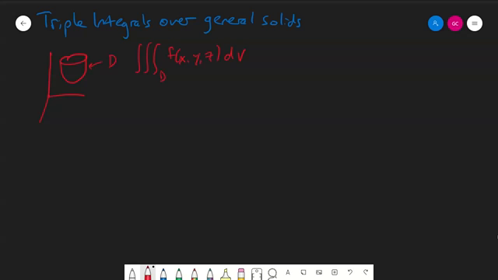Well, the idea here is that my solid has a bottom surface and a top surface. The bottom surface you might write as z equals g of x, y. And then the top surface you might write as z equals h of x, y. And then there's a shadow of this whole thing in the xy plane. So I have some region down here that I'll call S for shadow.